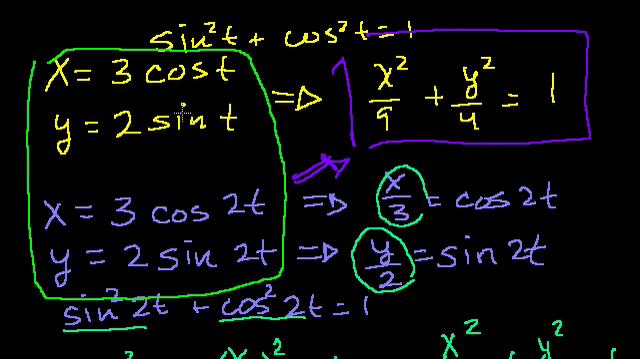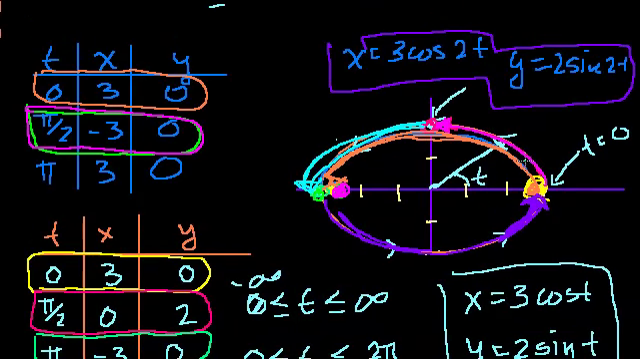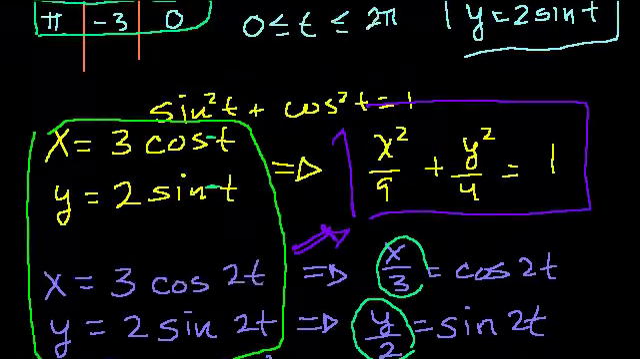I encourage you to play with that. If, instead of this, you just put a minus sign right here, cosine of minus t and 2 sine of minus t, instead of going in that direction, it would go in this direction. It would go in a clockwise direction.